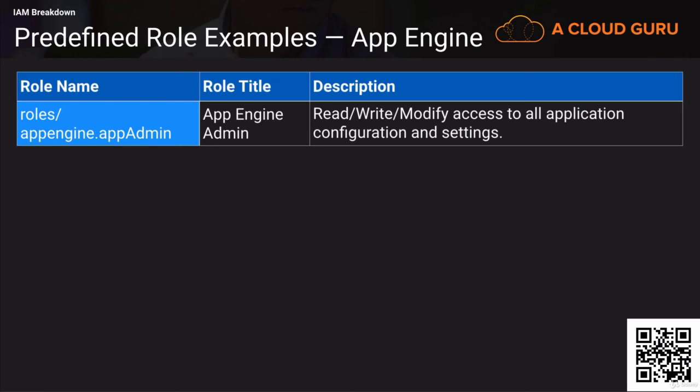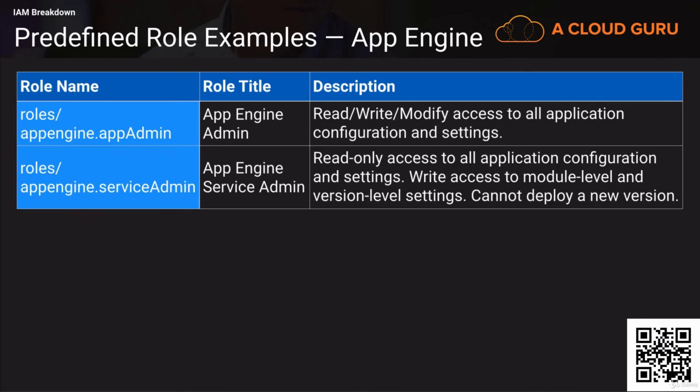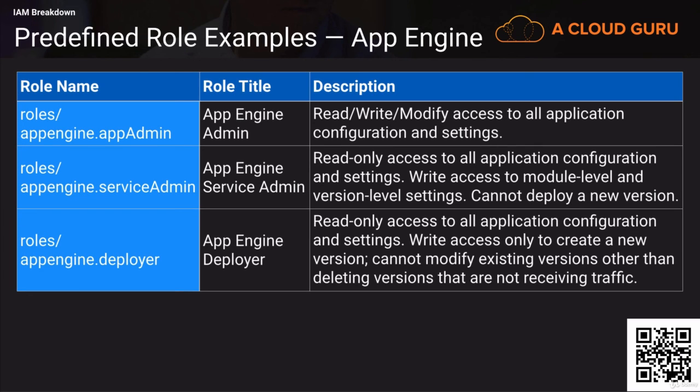Not quite as powerful as the App Engine admin is the service admin. This role still lets you access a lot of things and write settings at the module or version level, but you cannot deploy a new version with this, and the application level is read-only to you. An App Engine deployer is the counterpart to the service admin. This is someone who can deploy a new version, but is not allowed to change existing versions.